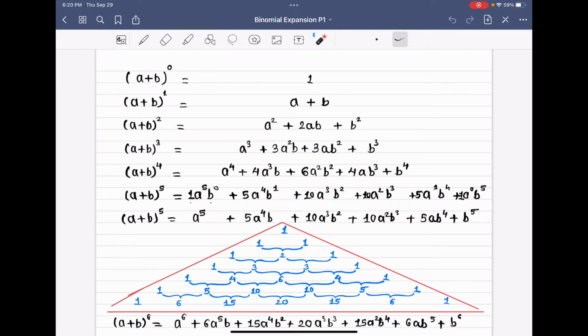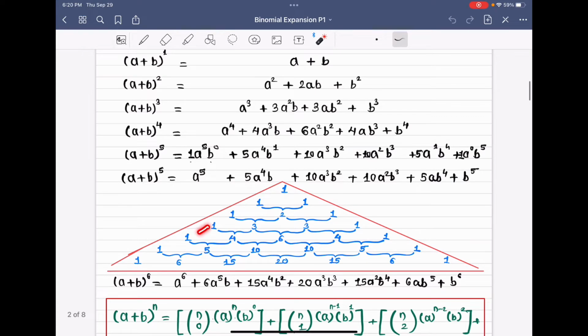Then (a plus b) raised to 4. This one comes over here. This one comes over here. 1. 1 plus 3, 4. 3 plus 3, 6. 3 plus 1, 4. And this comes as a 1. So 1, 4, 6, 4, 1. And again here it is a 1.